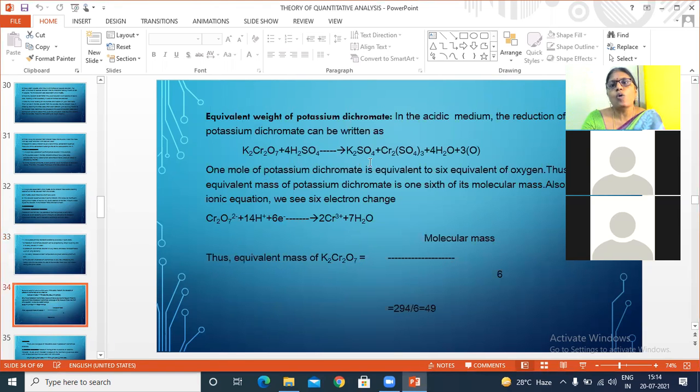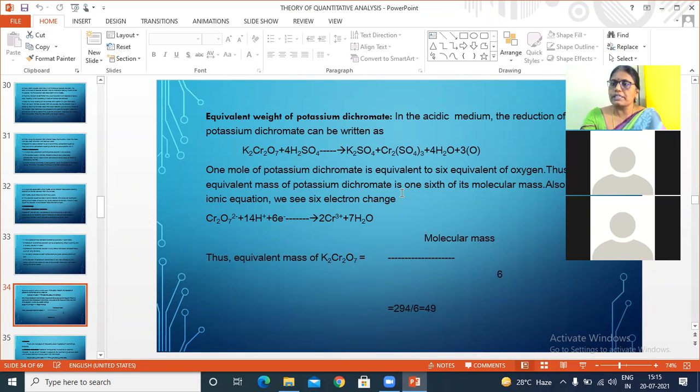Next, how can we calculate the potassium dichromate equivalent weight? Generally, we need the equivalent weight if we want to find the normality. For molarity, there is no need to find the equivalent weight.